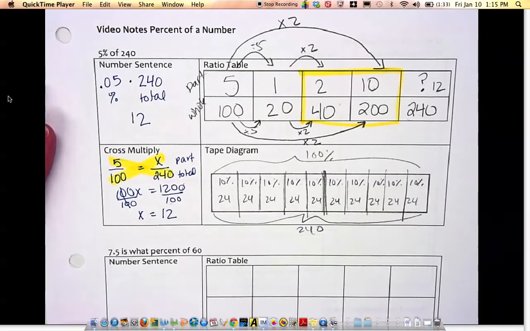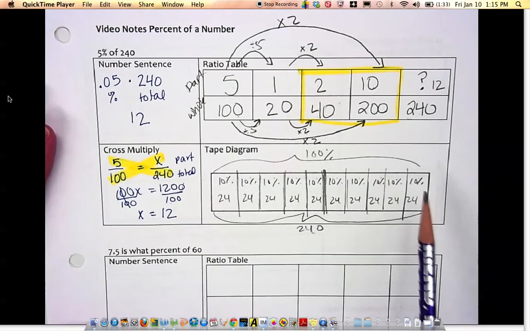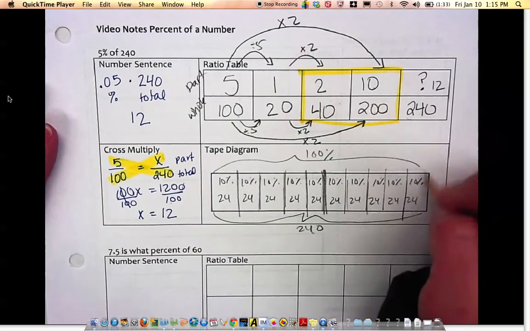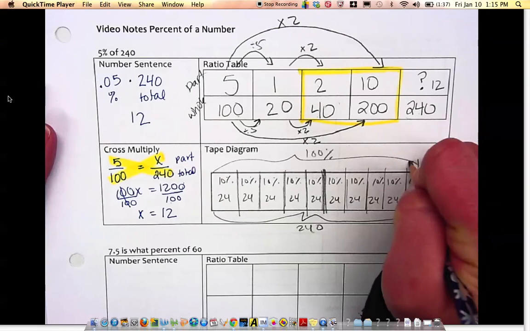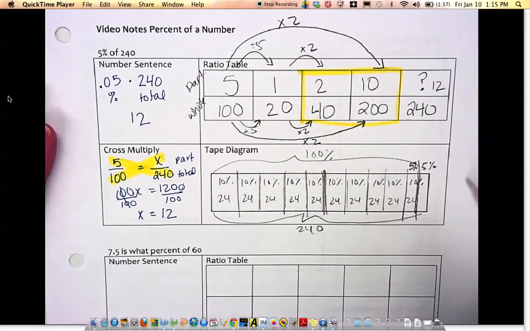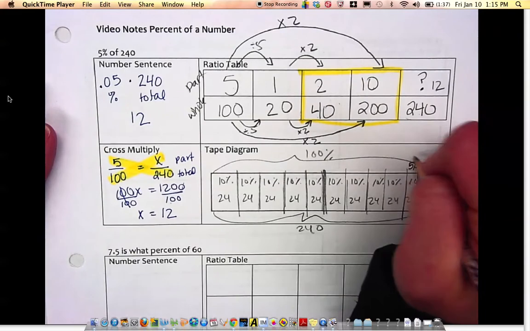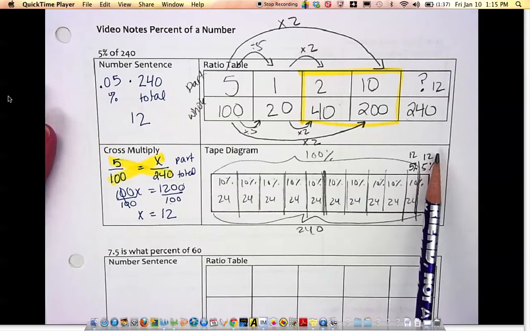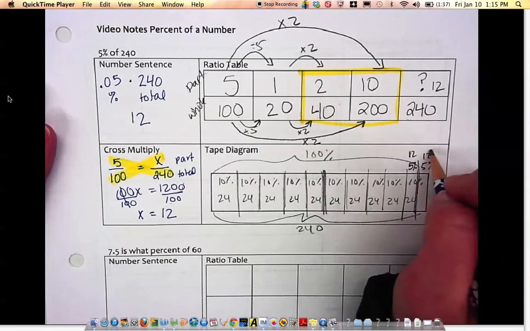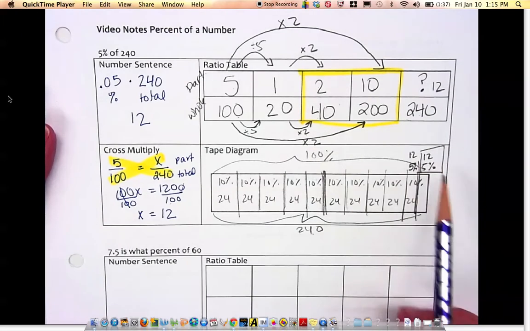Now, this is asking me about 5%. Well, I know that if I just take one of my 10% and divide it in half, that gets me 5%. So I'm going to divide this in half, make this 5%, 5%. And since I'm dividing 10 in half, I'm just going to divide 24 in half. And therefore, I get 12. So that means that I confirm and I get the same answer, that 5% is 12.